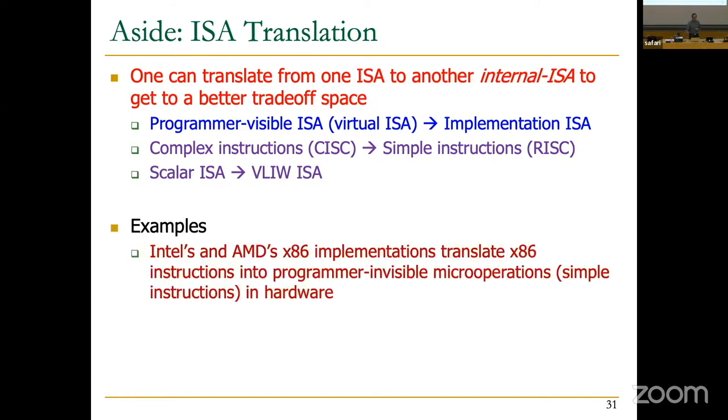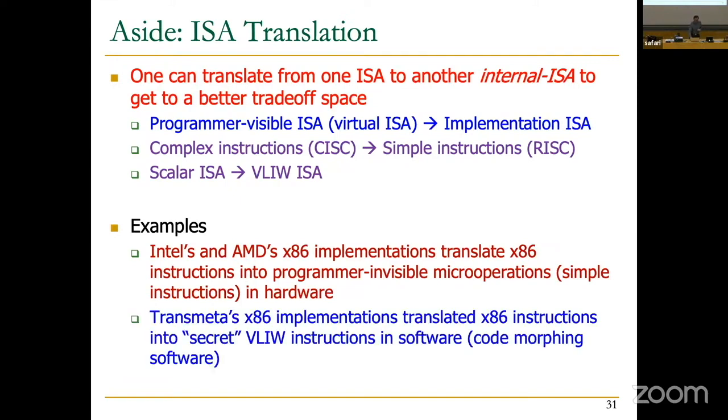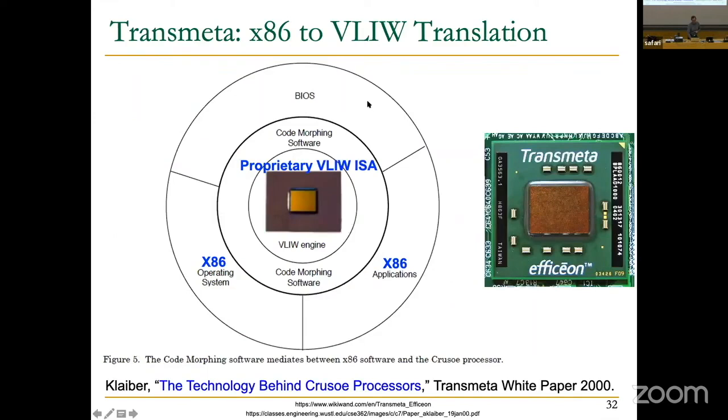So for example, Intel and AMD's x86 implementations translate x86 instructions into simple instructions, CISC to RISC, let's say. And Transmeta's x86 implementations translate x86 instructions into secret VLIW operations in software. So they did all of it in software. These techniques that I just discussed, more sophisticated ones, were employed in what they call the code morphing software. And they had a lot of trade-offs. So this is what they looked like, basically.